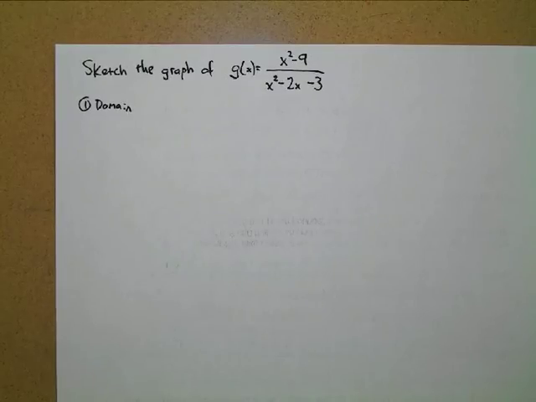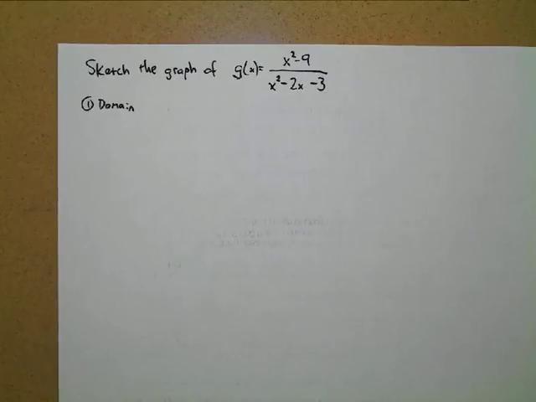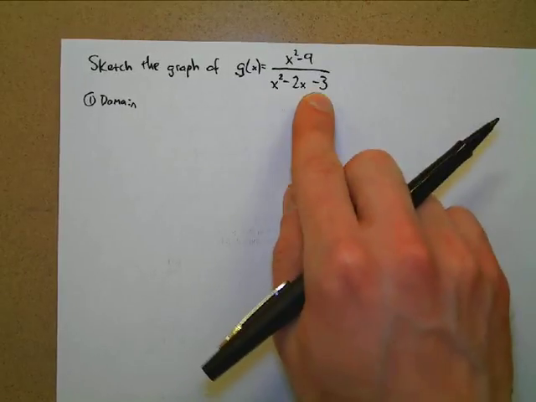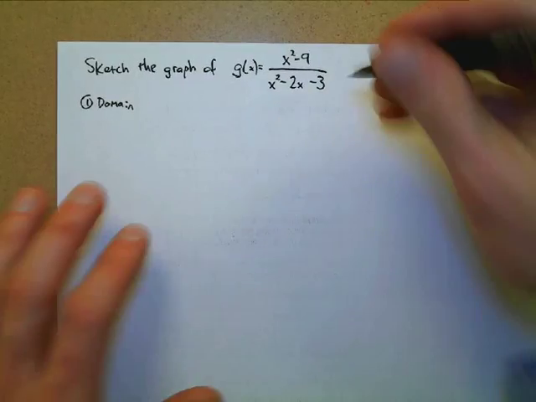So we need two numbers that multiply to make negative 3 but add to make negative 2. Negative 3 and positive 1. Okay? And then the numerator, it also factors, the difference of squares. It's going to be x minus 3 and x plus 3. Okay? So there are those two.